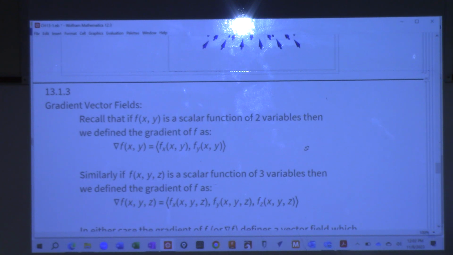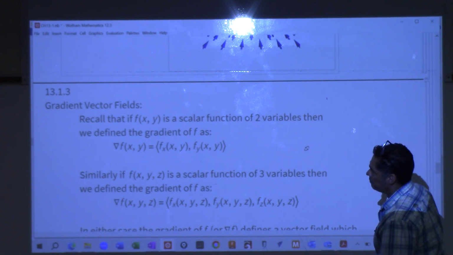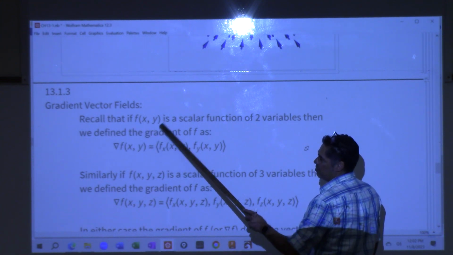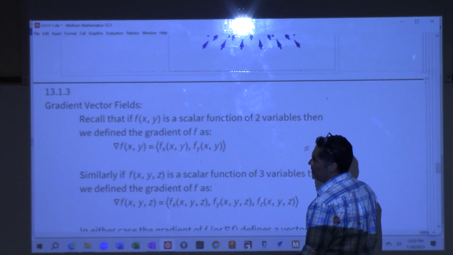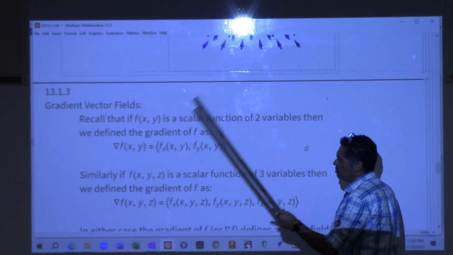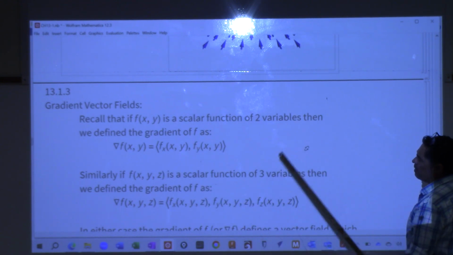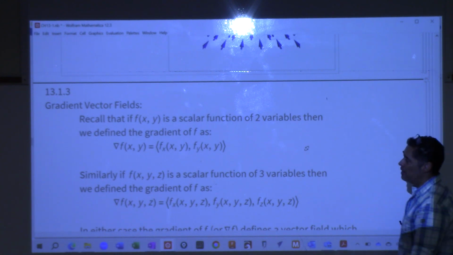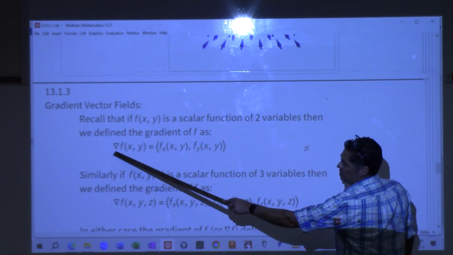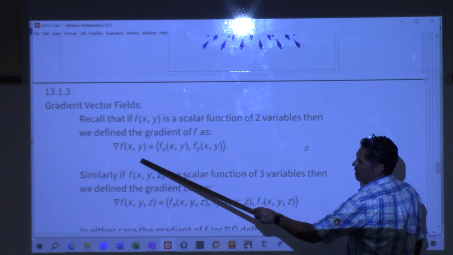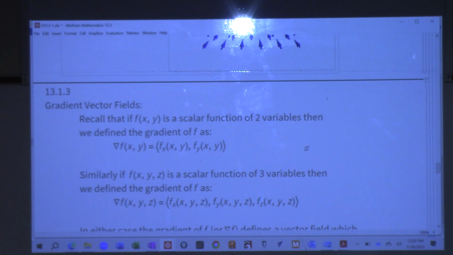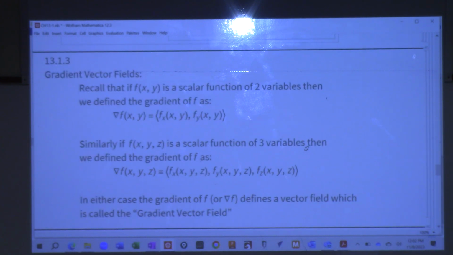Now, remember that if you're given a scalar function, right? So we're going back to earlier chapters. If I give you a scalar function of two variables, then we define this thing called the gradient of that scalar function as, remember that notation? Gradient of f. It was the partial of f with respect to x, partial of f with respect to y. Right? So we've heard of this thing called gradient before.